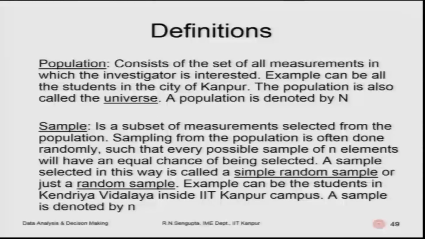A sample selected in this way is called a simple random sample, or just a random sample. An example can be the students in Kendriya Vidyalaya inside the IIT Kanpur campus. A sample is denoted by small n.